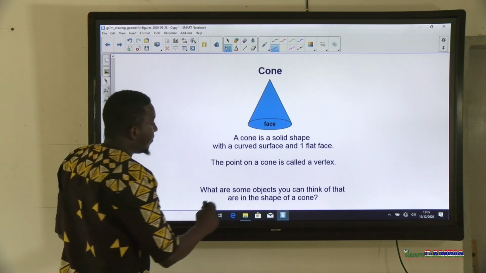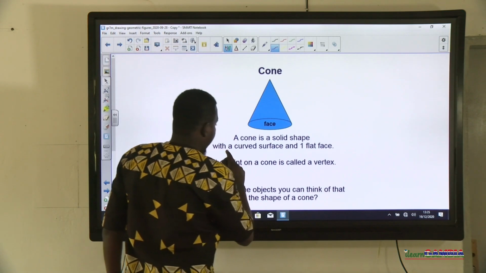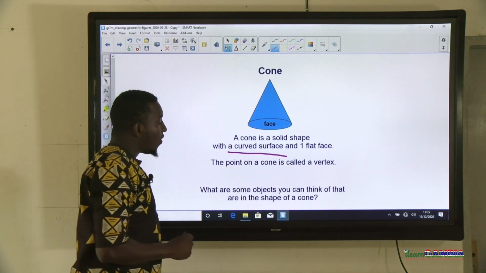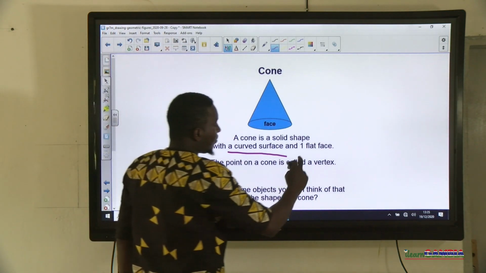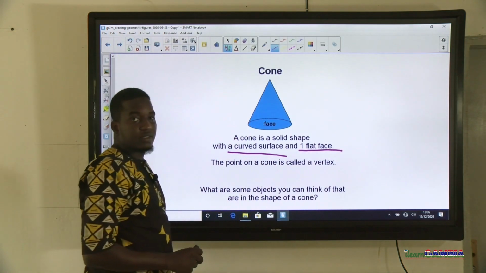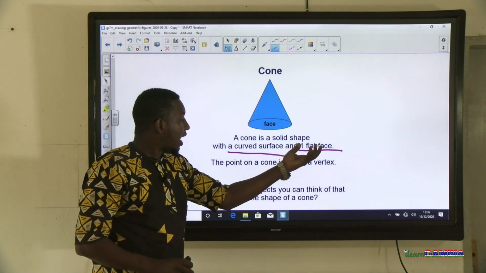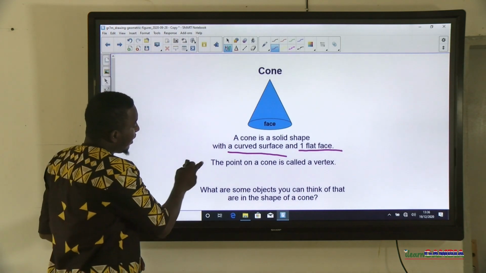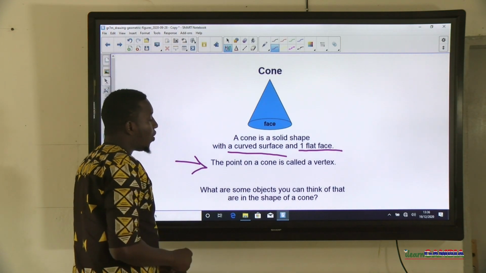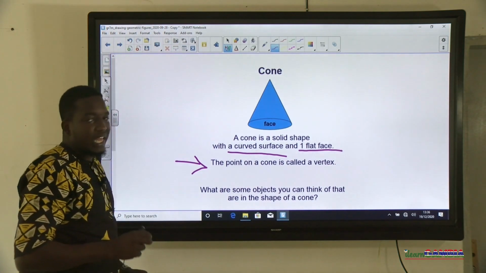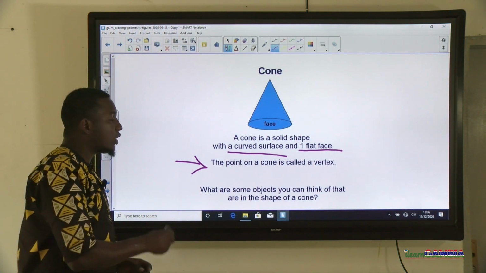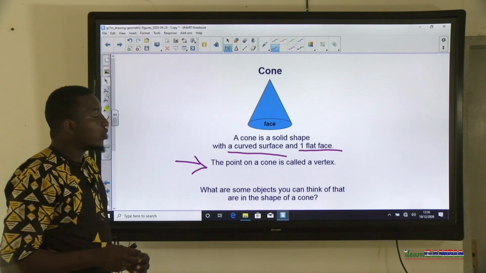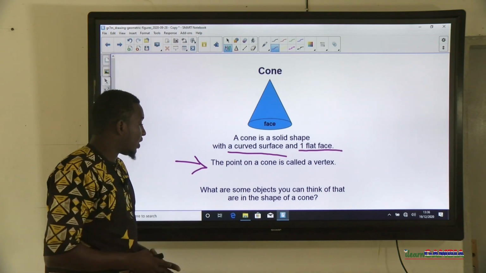Cones, they have a curved surface and one flat face. And what else can we talk about? The point on a cone is called a vertex. It means cones also have a vertex. So we will talk about the vertex of a cone as well.